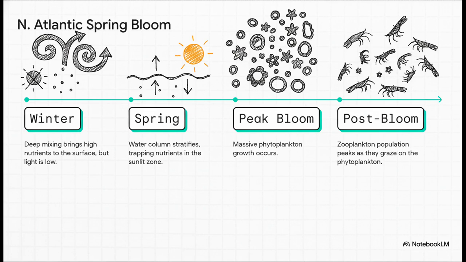Then comes spring. The water column settles into layers, trapping those nutrients in the sunlit zone. The result? A massive explosion of phytoplankton. And right on their heels, the zooplankton population peaks to graze on them. It's this beautiful, predictable cycle.